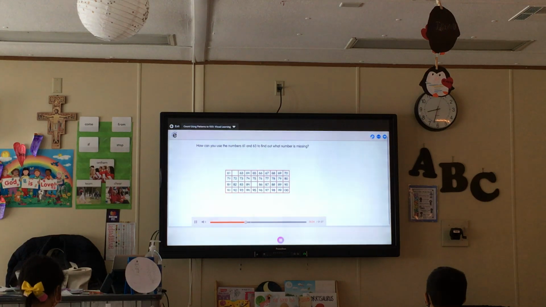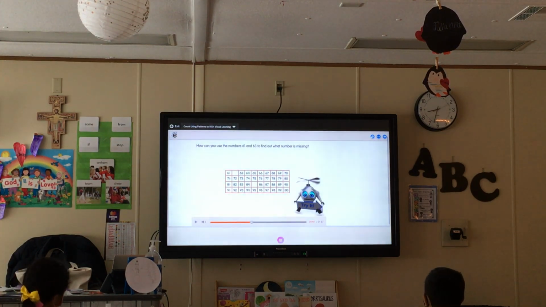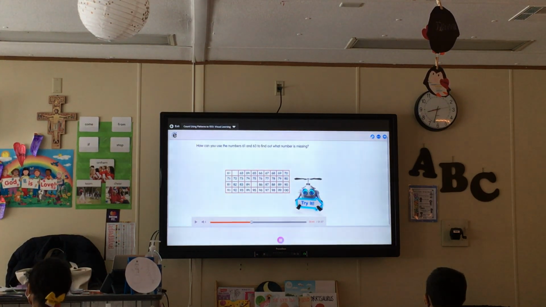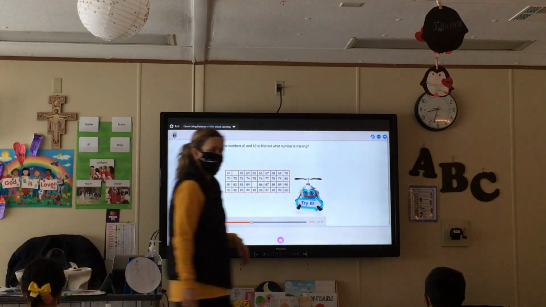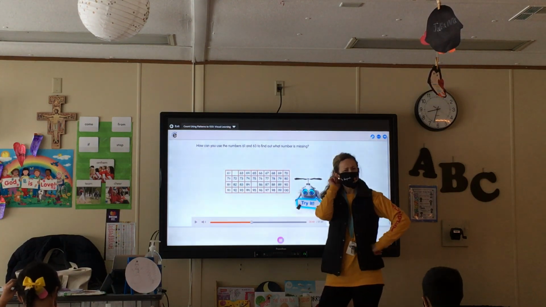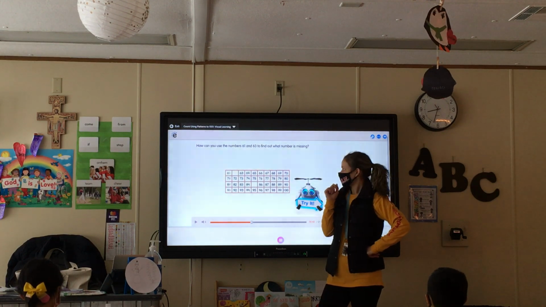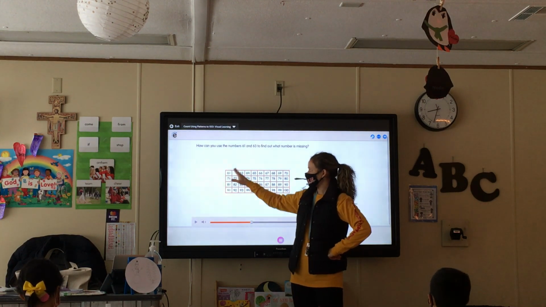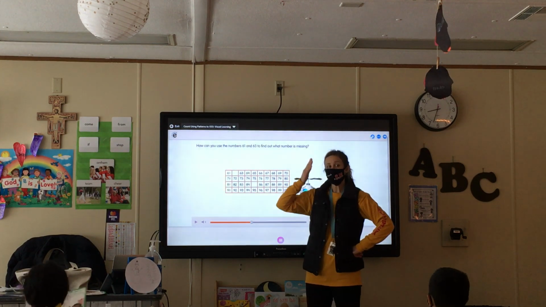How can you use the numbers 61 and 63 to find out what number is missing? 61 and 63. Why would I use those two numbers to help me figure out what's missing, Jenna? Because you can count up and take the sixes away. Wait, say that again. You can do what? You can count up and take the sixes away. Oh, so you're saying I knew the sixes were missing? I can figure out what number? So our one spot is what we look at, right?